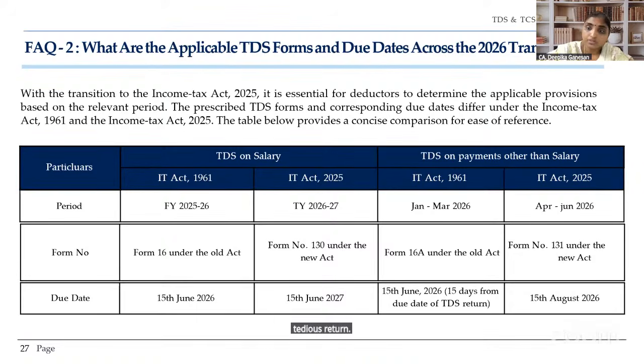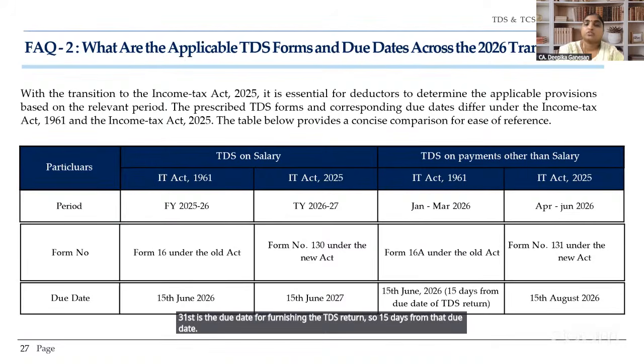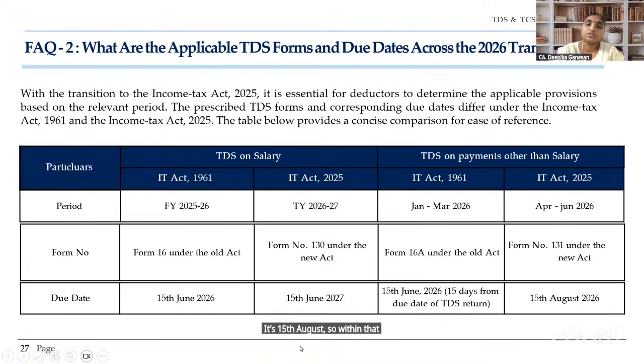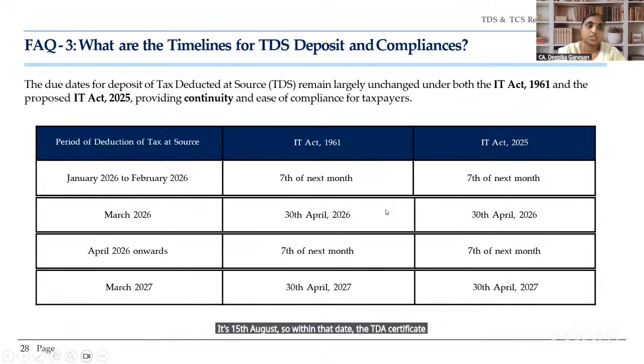Now, next, in case of the Income Tax Act 2025, April to June 2026, the form is Form 131 and the date is 15th August. July 31st is the due date for furnishing the TDS return, so 15 days from that due date is 15th August. Within that date, the TDS certificate will have to be issued.